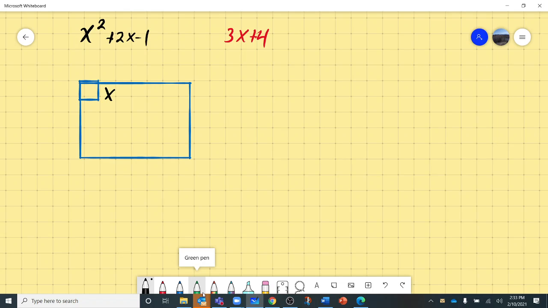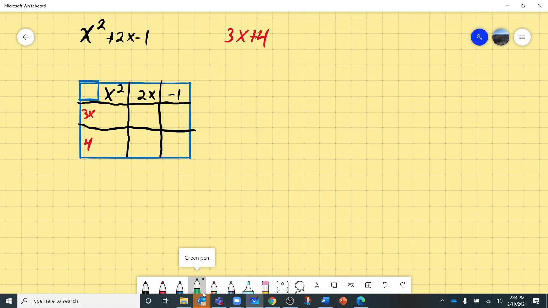I'm going to separate my terms into x squared, 2x, and negative 1. And I'm going to draw very neat, nice lines for my table. And then on the other side, I'm going to have my 3x and my 4. And then I'm going to draw my lines in here too. Just like that. Beautiful lines, right? Maybe make some lines here. Okay. And then I'm going to multiply these through.